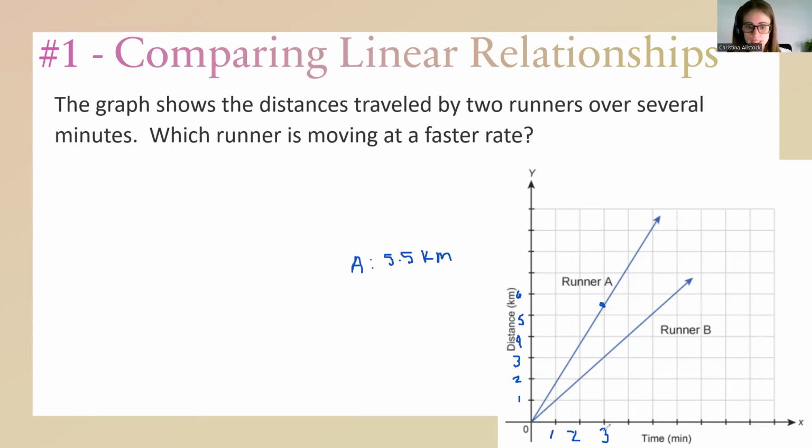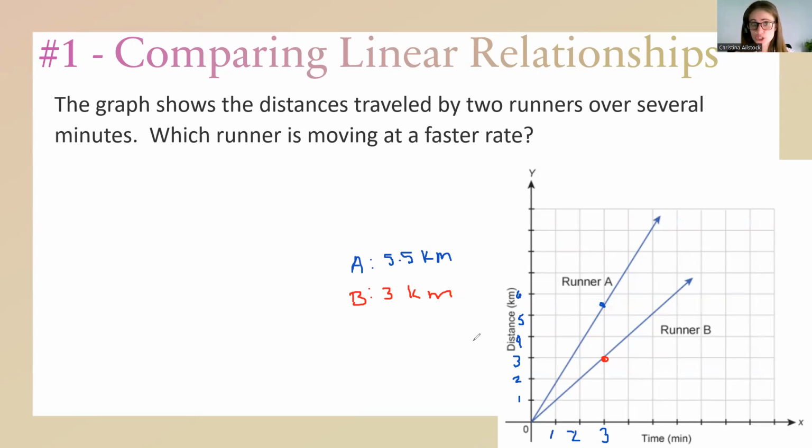Where at that same point in time, at 3 minutes, right here is where runner B was. Runner B was only 3 kilometers in distance from that starting point. So right there, we can see, well, A is greater than B. Clearly, runner A is faster.